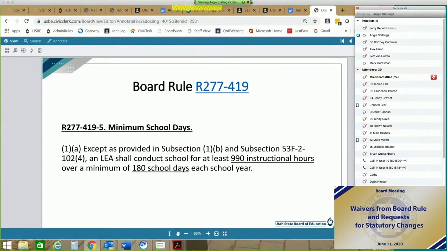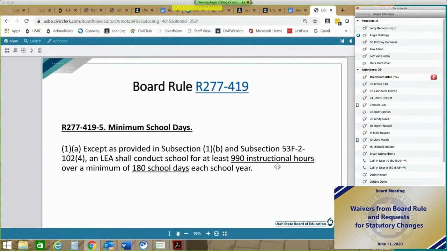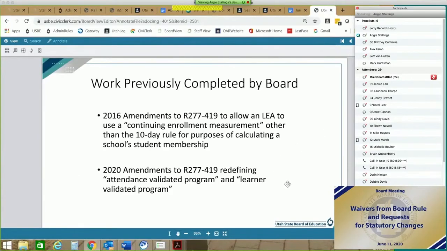R277-419 currently requires LEAs to provide no less than 990 instructional hours over a minimum of 180 school days each school year. And with COVID-19, we saw how that changed a bit as students moved from receiving their instruction in a classroom and started to receive their instruction at home and outside of the presence of a teacher. So as staff, we've been looking at what might need to change with respect to the 990 and 180 for the 2021 school year.